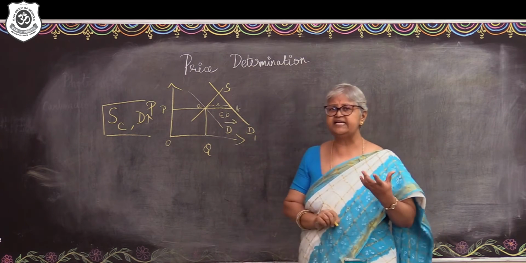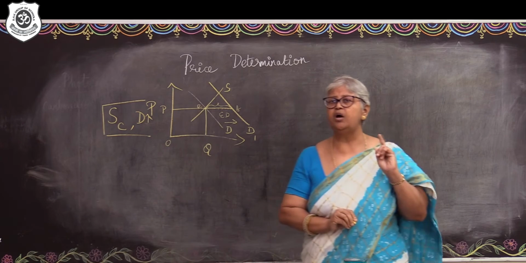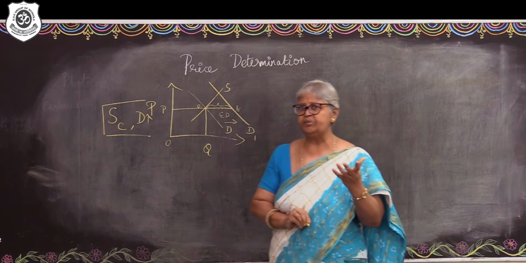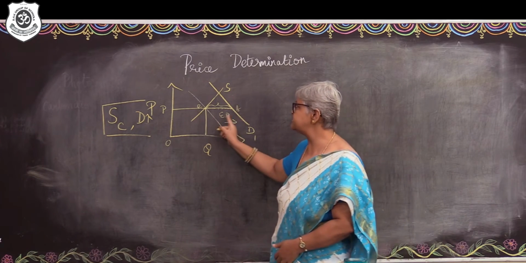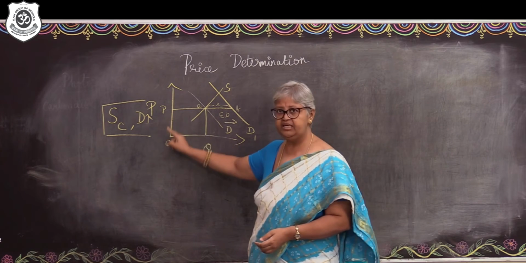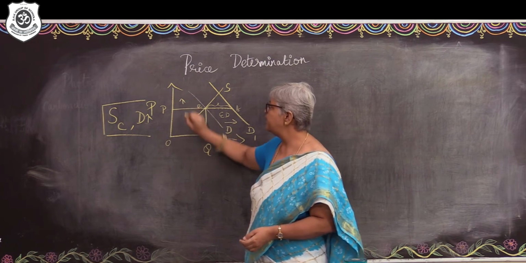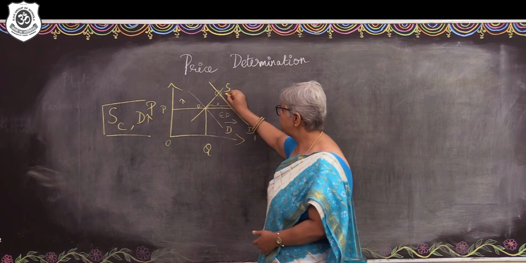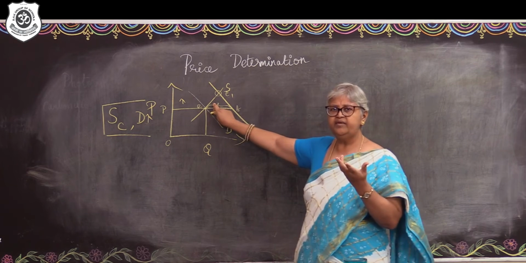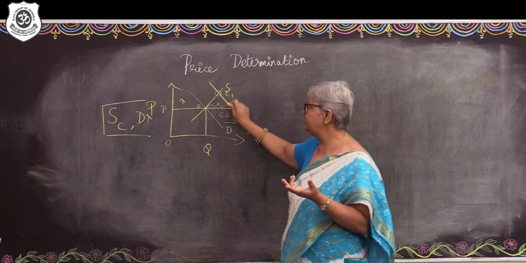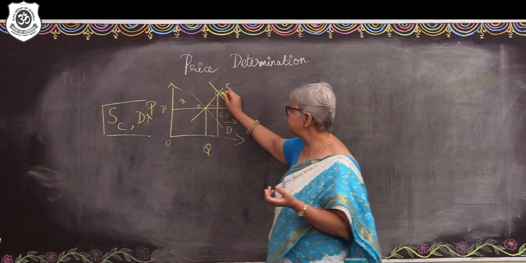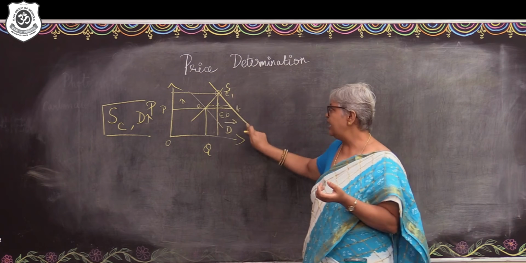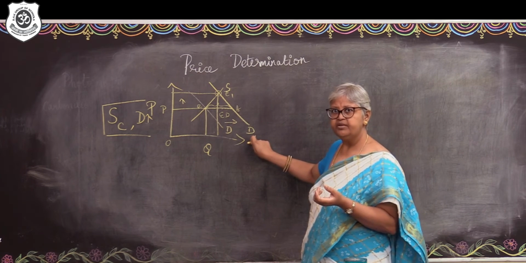When there is an excess demand, you know that there will be competition among the buyers and the buyers will be ready to offer a higher price. So, as a result of this excess demand at this price OP, the market price will go up and the market will attain a new equilibrium at this particular point E1, on the same supply curve and on the new demand curve, right?